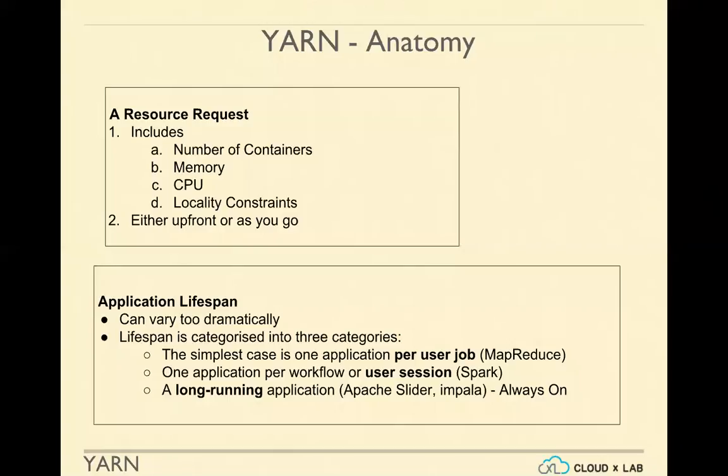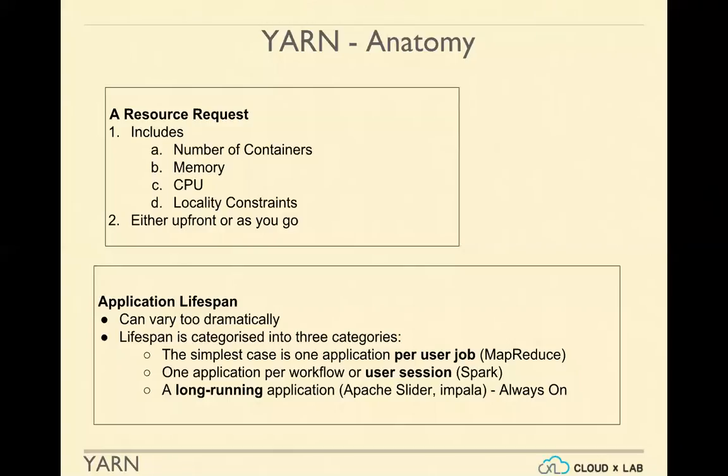Then the application lifespan can vary too dramatically. So lifespan is categorized into three categories. The simplest case is one application per job. Okay, there could be many different applications having different lifespan, right? Let's say you are executing a command, you press the enter, it is doing something, and it finishes, and the program finishes. That's the simplest case, right? That we call as batch job.